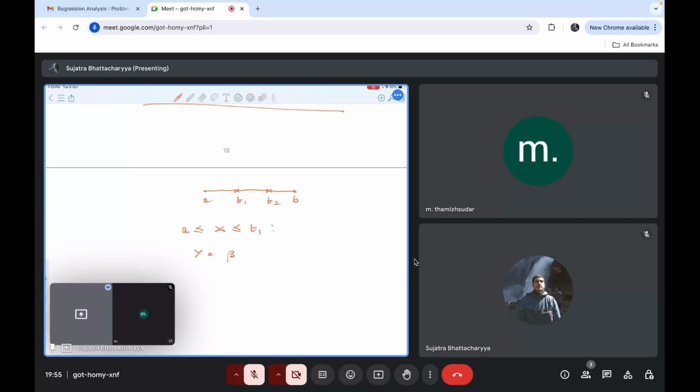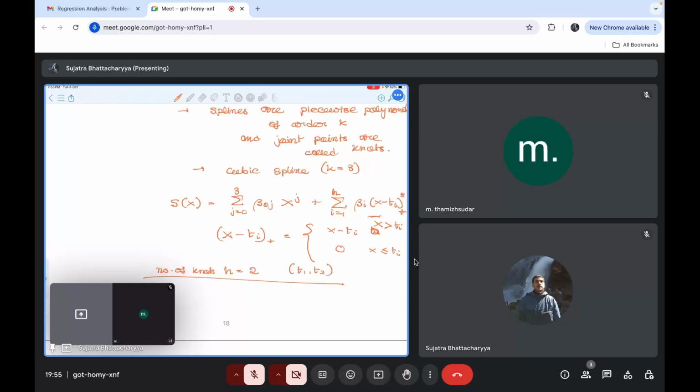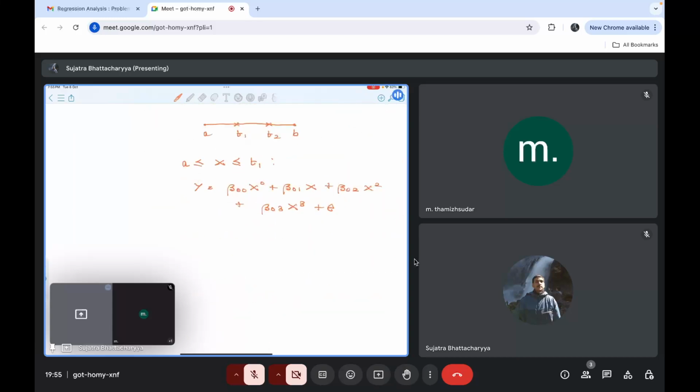Y is equal to beta 0 0 x^0 plus beta 0 1 x plus beta 0 2 x square plus beta 0 3 x cube. Since x is less than t1, you cannot use the knot term, so this term will be 0. Next, if it is lying between t1 and t2, then the part will be active.